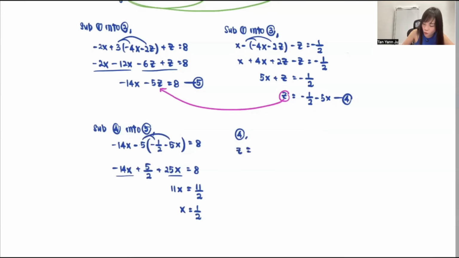So you see, your equation 4 is a nice one to get the z since you guys already have the equation. So I sub 1 over 2 inside and then I just press the calculator. So negative 1 over 2 minus 5 bracket 1 over 2. So for my z, I get negative 3.